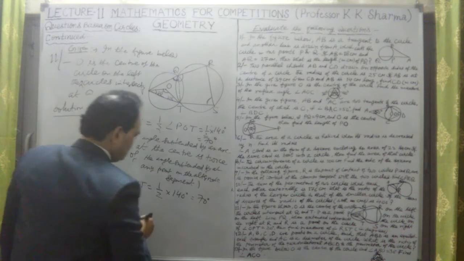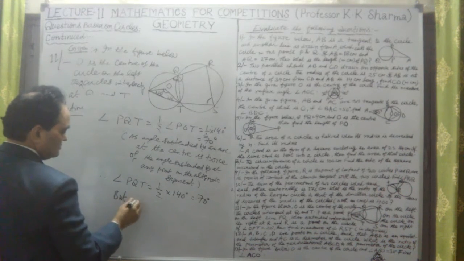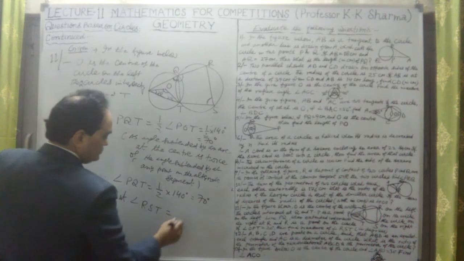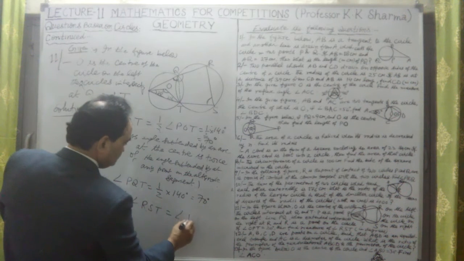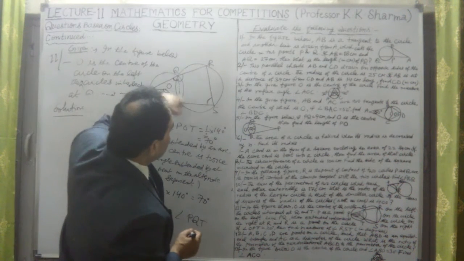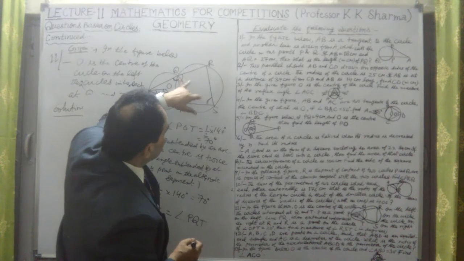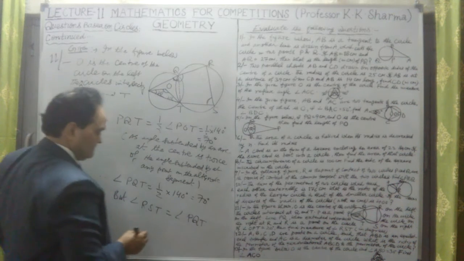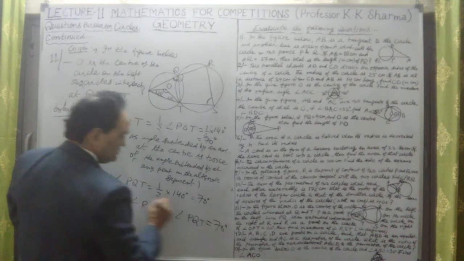But angle RST is equal to angle PQT. Why? This is a cyclic quadrilateral. The sum of these two angles is 180 degree. But this angle for this is also 180 degree. So this angle equal to this, equal to 70 degree. This is 70 degree here.